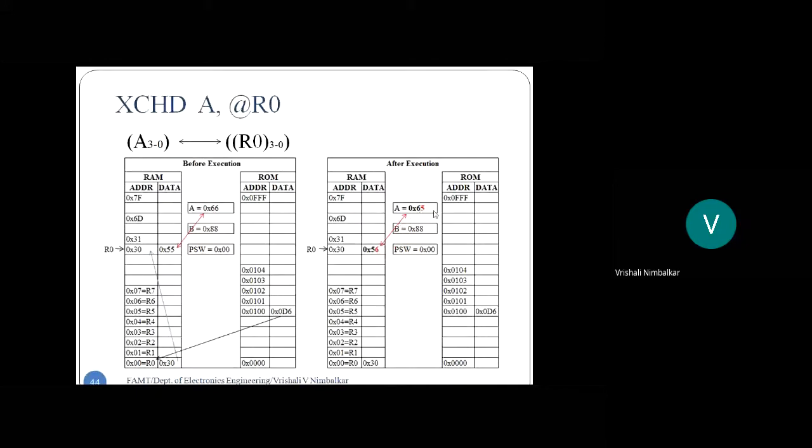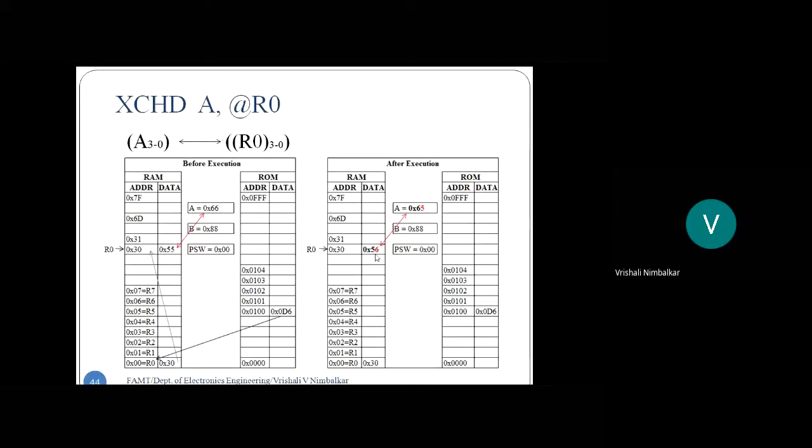Only the lower nibble changes. See here, the accumulator becomes 65 and the memory becomes 56. Earlier the memory was 55. So the upper nibble, the upper 4 bits, do not change. Only the lower 4 bits get exchanged. Is that okay, students? Right? That is exchange the nibble.